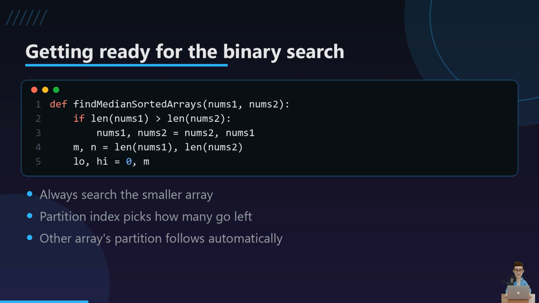We are going to binary search for one number. How many elements from nums1 should go on the left side of our cut? This is called the partition. Once we know that number for nums1, the partition for nums2 isn't really a choice anymore. It's whatever number makes the left side add up to exactly half of everything.